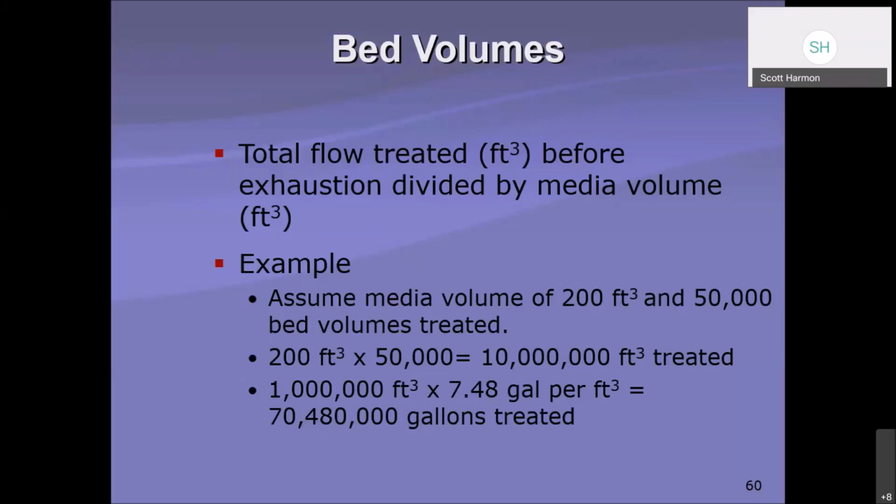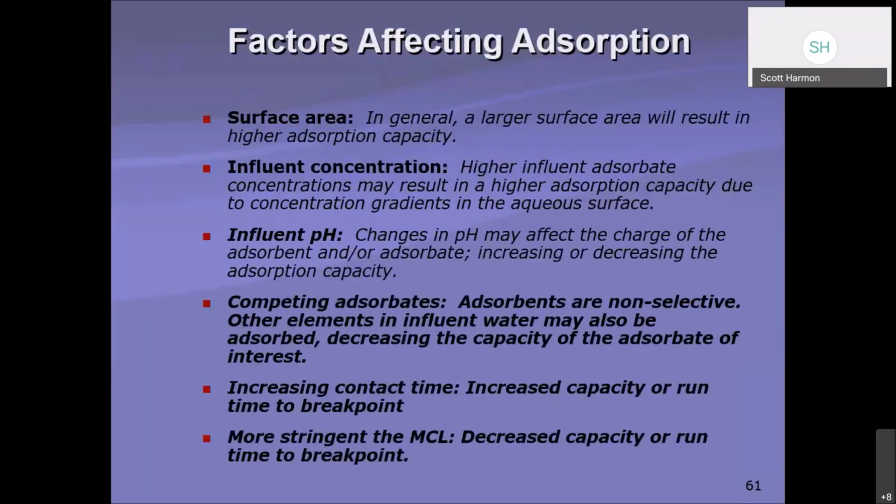And if you want to do more of this, you can come to my math class in early June. We won't go through the whole thing, but it tells you exactly how much water could be treated for this particular media before you had to throw it away. So these are important things to understand if you're using the adsorptive method. And this could apply also to any type of conventional treatment.